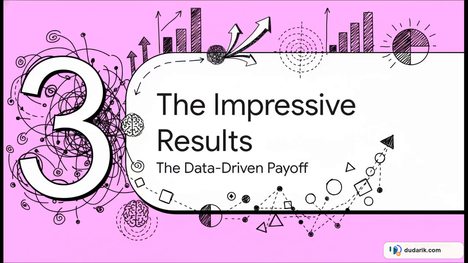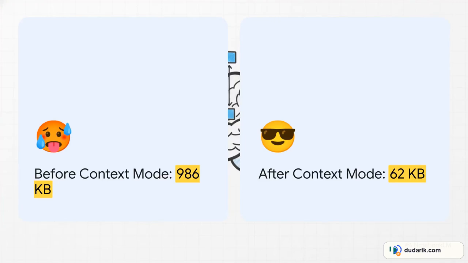All right, so the theory sounds amazing, right? But does it actually work in practice? Well, the numbers, they're honestly pretty staggering. So let's take a totally standard task, right? Researching a code repository. Without context mode, the AI burned through almost a full megabyte of context. With context mode turned on, that number just plummeted to 62 kilobytes. That is a massive difference.